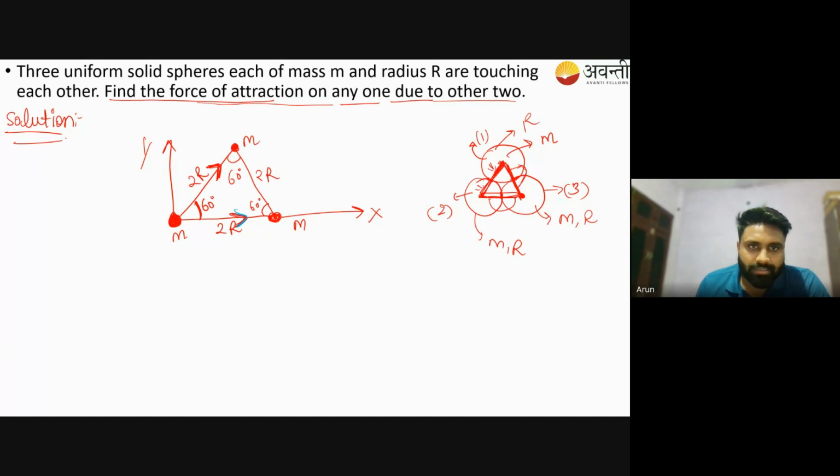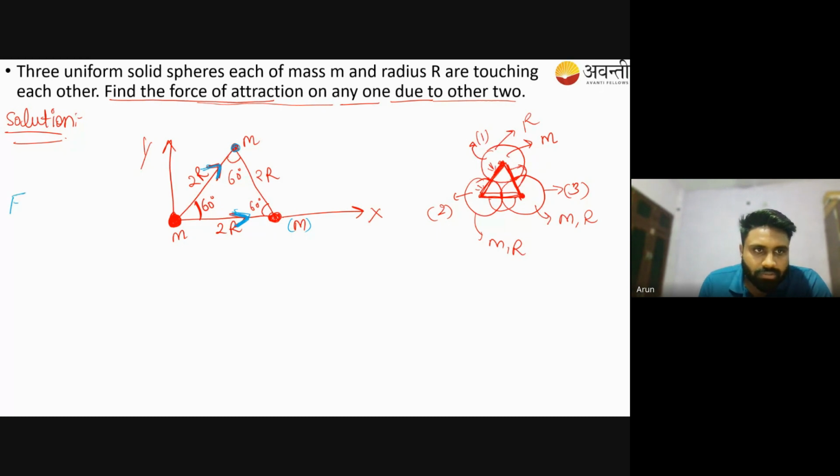So these are the forces of attraction applied by this mass, and these are the forces of attraction applied by this mass. There are two forces of attraction acting on this particle. We have to calculate that by the principle of superposition.